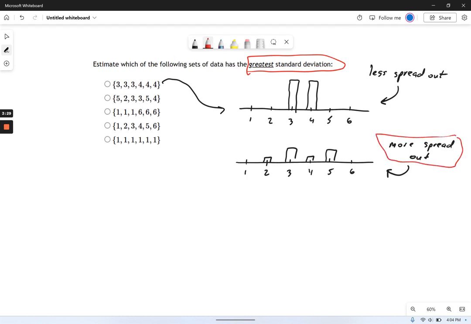Now I have a few more data sets. Okay, so this isn't the final answer. Let's see if we can do a little better. Which one of these things is going to be most spread out? Well, can you find anything? This is our current candidate for pretty spread out.